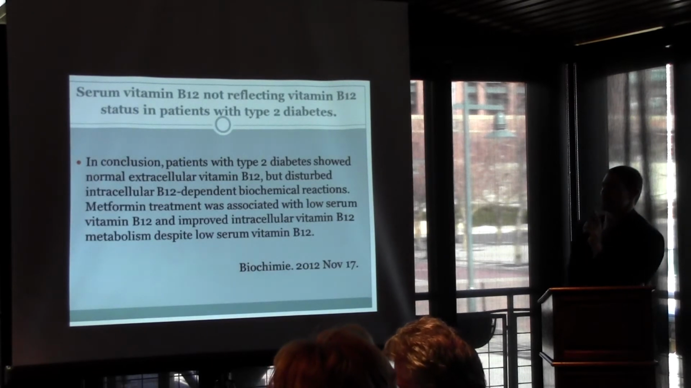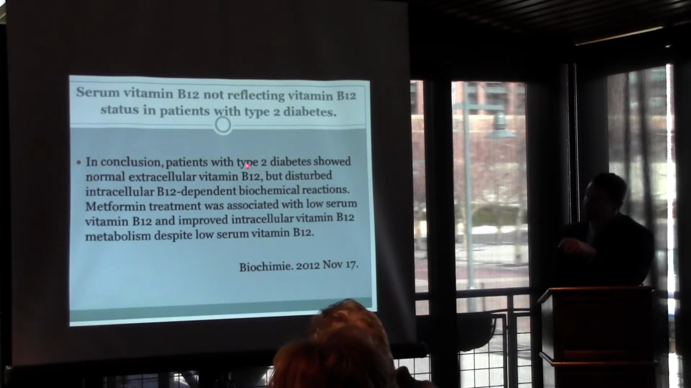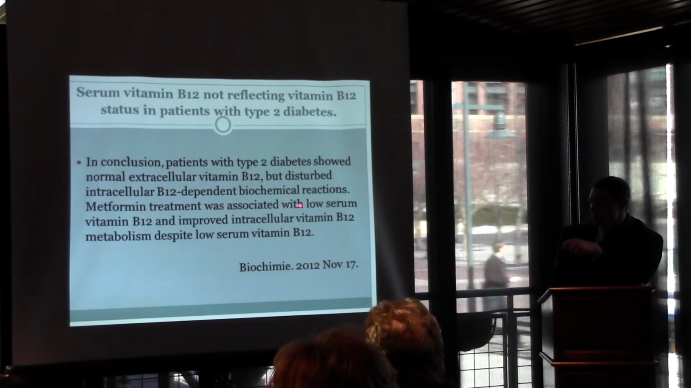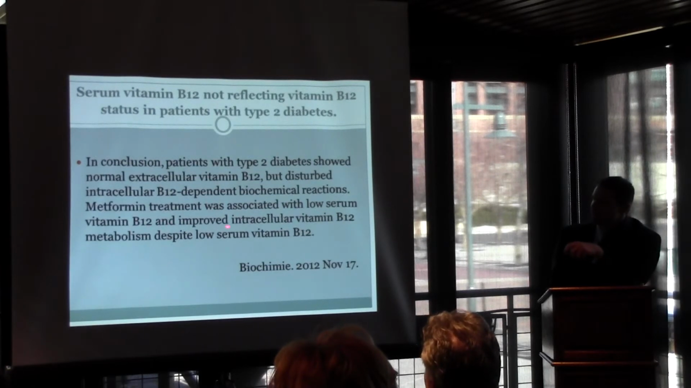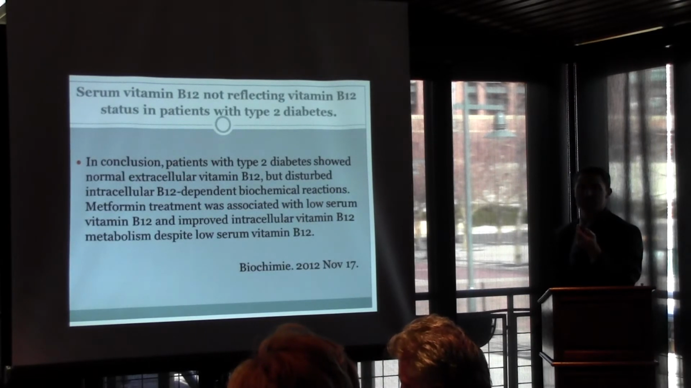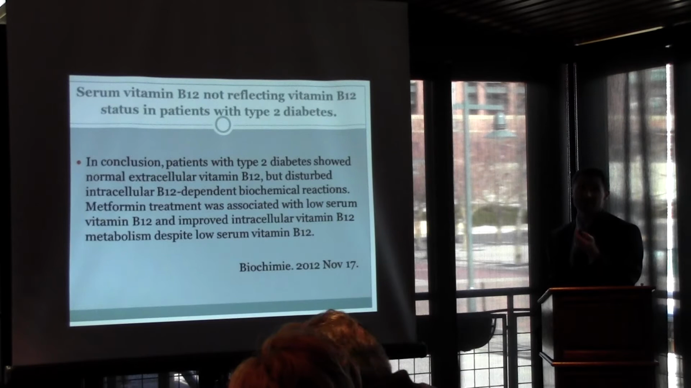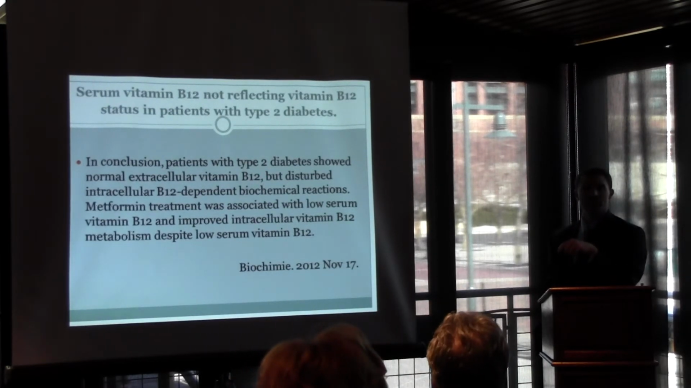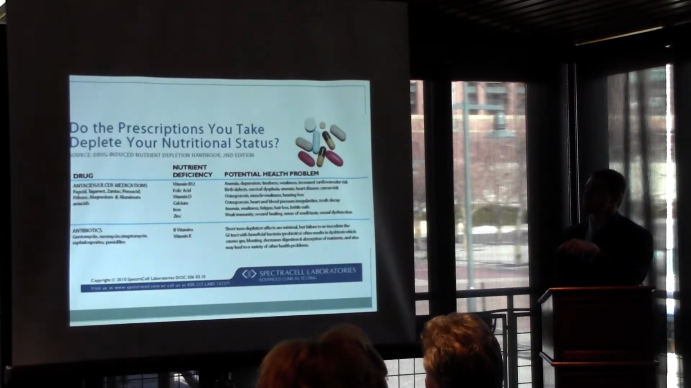Here's something that's interesting though, and I wanted to put this slide in here to differentiate the serum and the intracellular. But if you go on to read the rest of this, it says metformin treatment was associated with low serum vitamin B12 and improved intracellular vitamin B12 despite low serum vitamin B12. I don't get that, right? I don't get that finding, and clinically that's not what I see. I see that if a patient's on metformin, it's going to be low intracellularly too. Bottom line on this is, you can't trust those vitamin B12 levels here, or the serum vitamin B12 levels. You want to look intracellular with this.